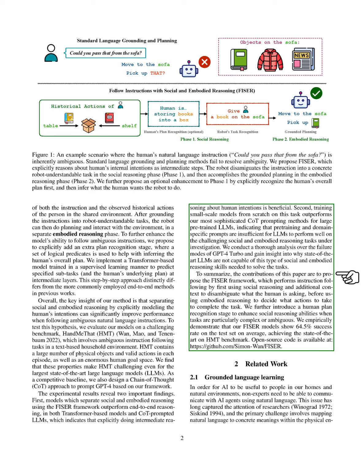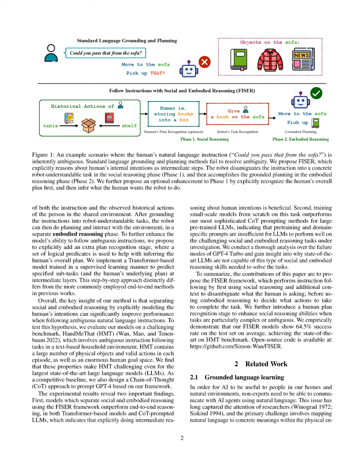requests through social reasoning and then determining actions through embodied reasoning. We also introduce a human plan recognition stage to improve performance in complex scenarios. Our FISER models achieve an average success rate of 64.5% on the HMT benchmark, setting a new state-of-the-art. Our open source code is available for further exploration.